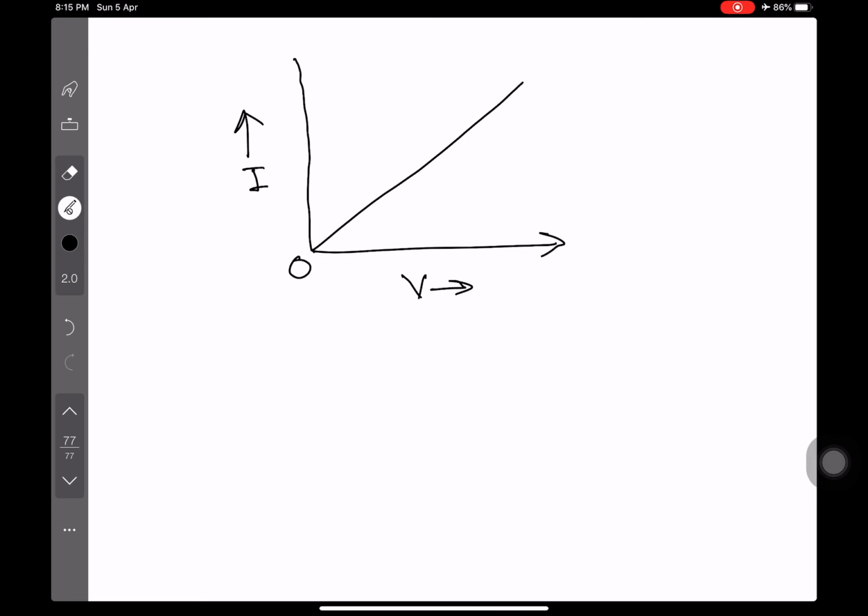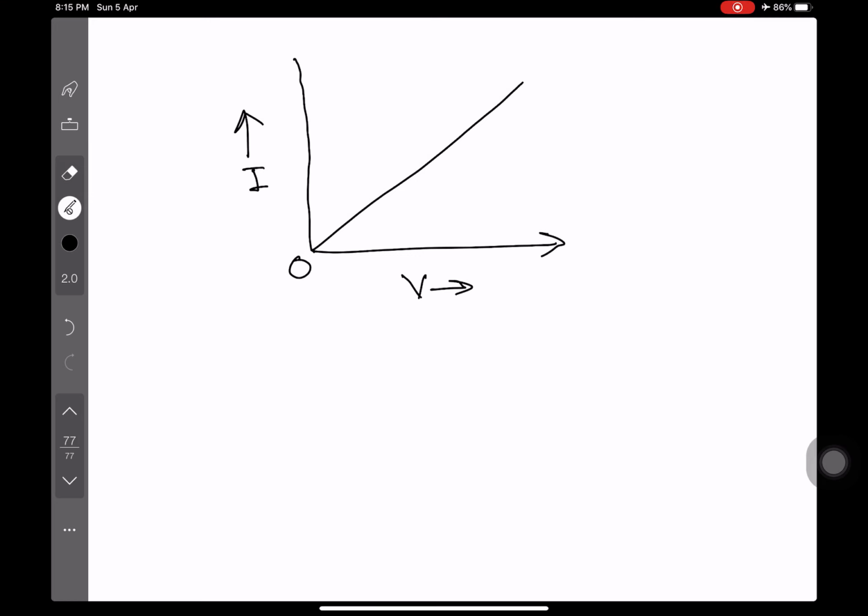Now, a conductor which obeys Ohm's law is called an ohmic conductor or ohmic resistance, and this relation V proportional to I is of course true for the ohmic conductors, and for the ohmic conductors the graph between V and I is a straight line passing through the origin as shown in the figure. But the conductors which do not obey Ohm's law are called non-ohmic or non-linear conductors, and in their case the graph between V and I is not a straight line but a curve.